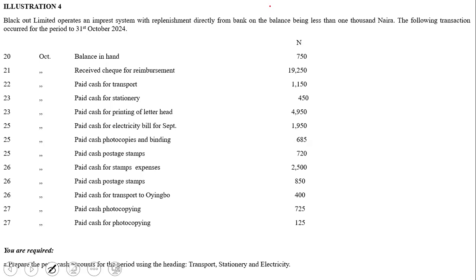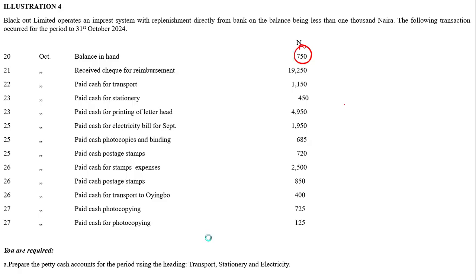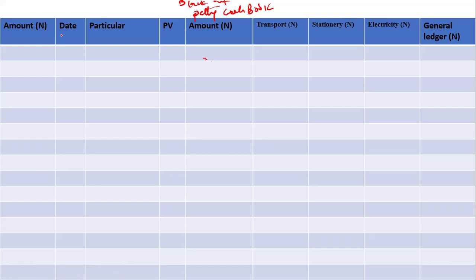Balance in hand. From here, you can be told that it is less than 1,000. So what's the balance in his hand? 750. So we have that at the beginning of the period. So that's what we have. Let's get the date. October 20. So yes, we are looking at October. So we have the 20th, and we have 750. So that is brought forward.